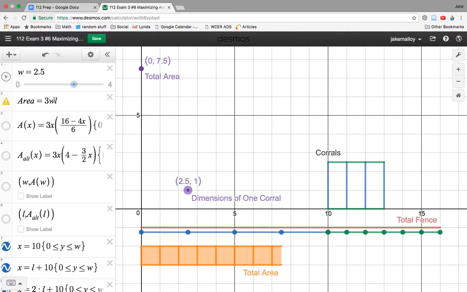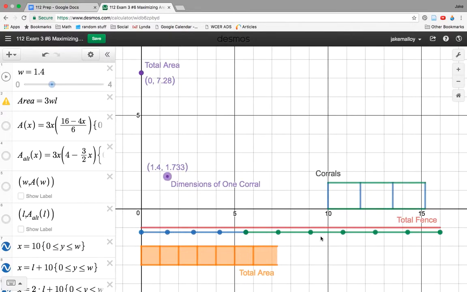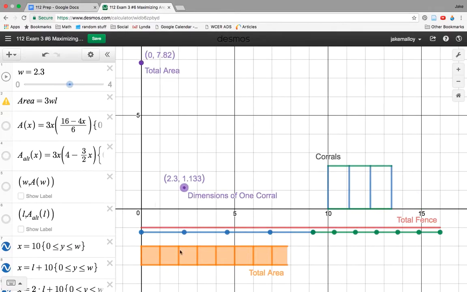So what do I need to do? Well, I know that my area is 3 times my width times my length. If I want to put that in terms of one variable, I need a relationship between my width and my length, and that comes from the total fencing. I know that if I add up all these pieces, I have to get to 16. We're assuming that using all of the fencing is going to give us the greatest value, and that's pretty straightforward. As my width gets smaller, I've got more length to deal with. So I know that 4 of these W's plus 6 of these lengths should give me a total of 16.